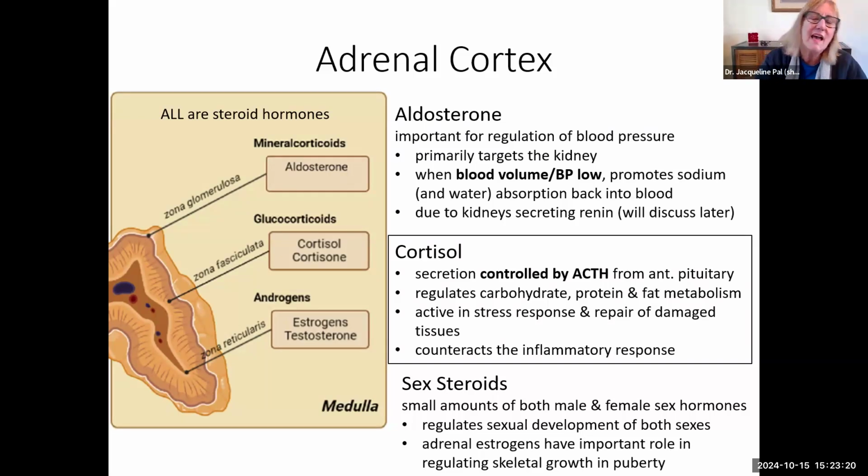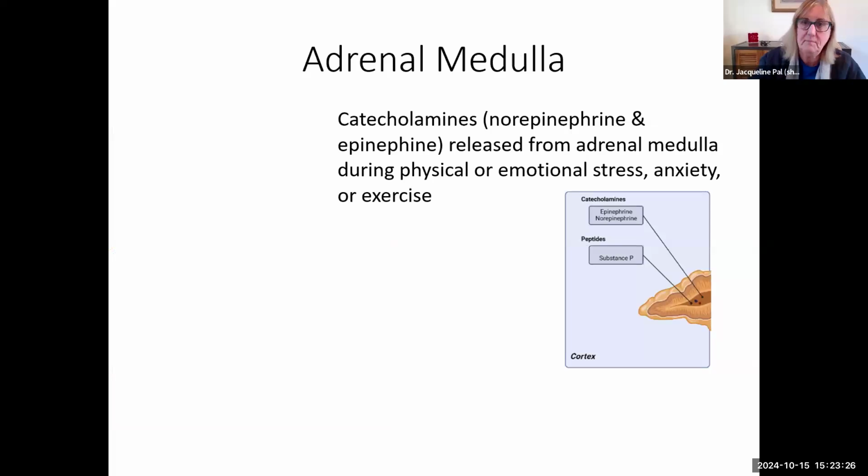So now let's look at the middle of the adrenal gland, called the adrenal medulla. And the adrenal medulla has two different types of things. I know here it's showing these peptides, something called substance P, which is a really cool thing. It has to do with perception of pain, but we're not going to talk about that. We're going to talk about catecholamines.